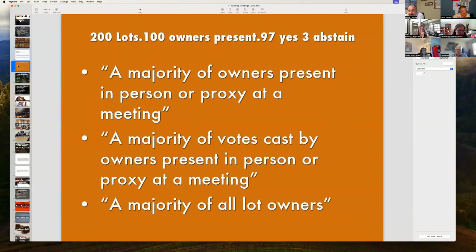Okay, now, let's say instead the bylaws say, in order to be approved, must be approved by a majority of all lot owners. How many folks need to say yes? A majority? 101. Yeah, 200 lots. 101 folks must say yes. So I do this to illustrate that a slight change in language completely changes the voting threshold. So it's very important to read those voting requirements carefully in your bylaws, because sometimes it is a majority of all owners, sometimes it's a majority of those present. So pay very careful attention to that.